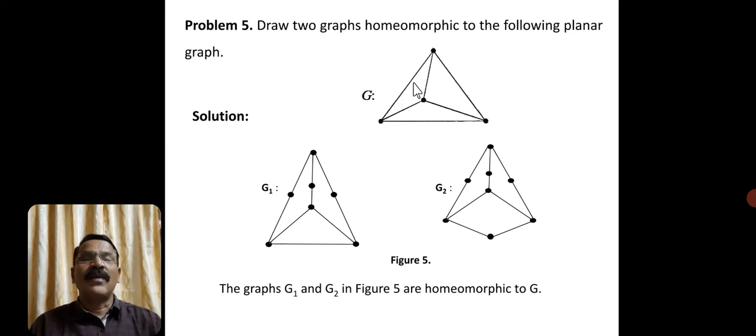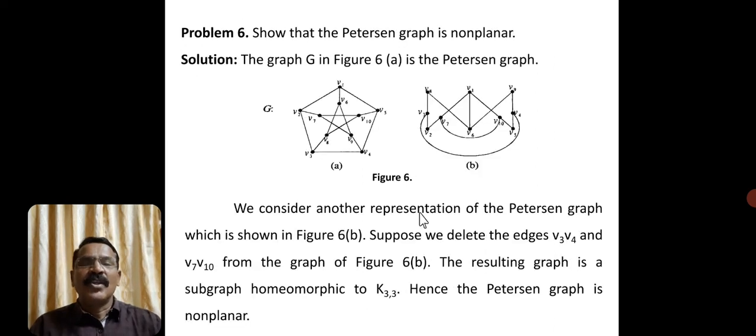You can recall one result by considering this example. If G is a planar graph, then the resulting homeomorphic graphs are also planar, isn't it? Definitely you can conclude in that way. Okay, so consider another example. Show that the Petersen graph is non-planar.